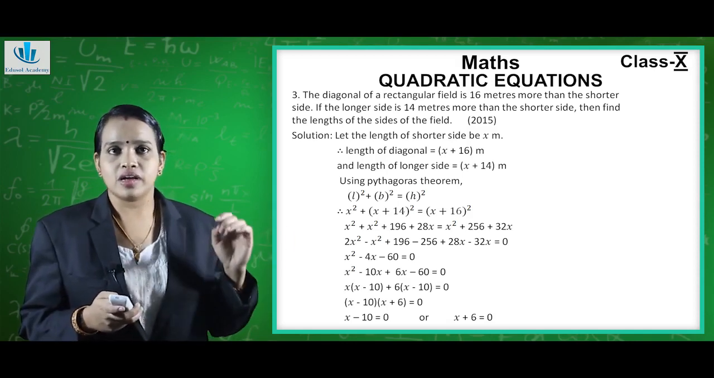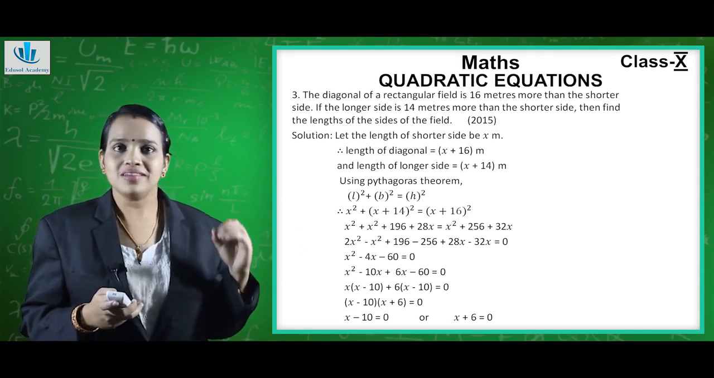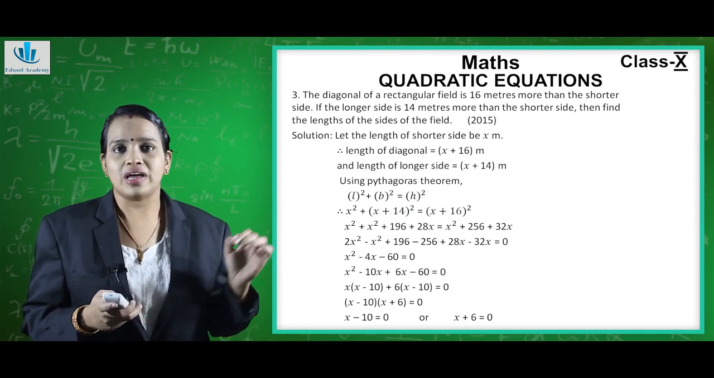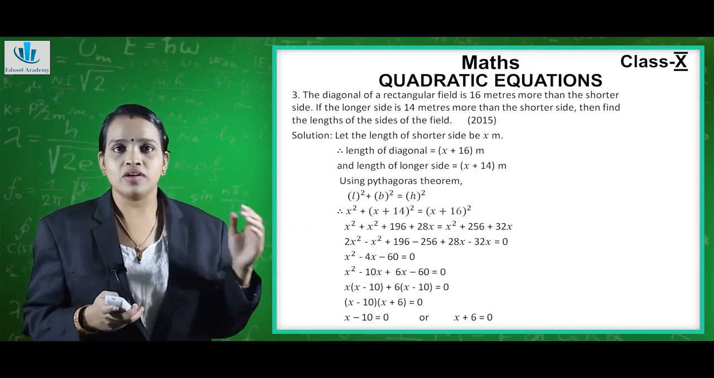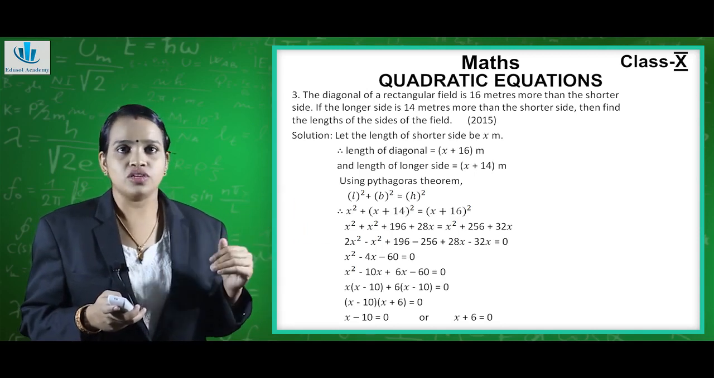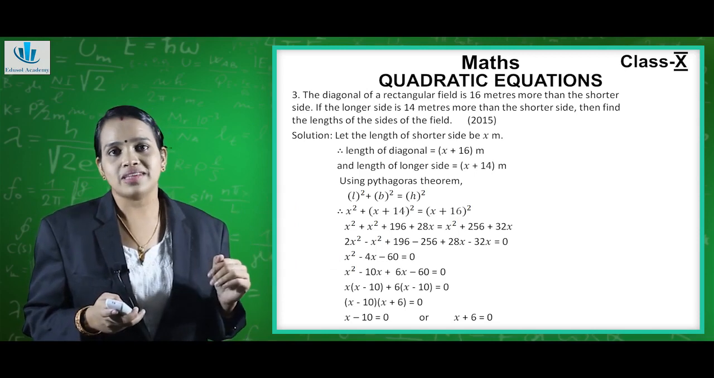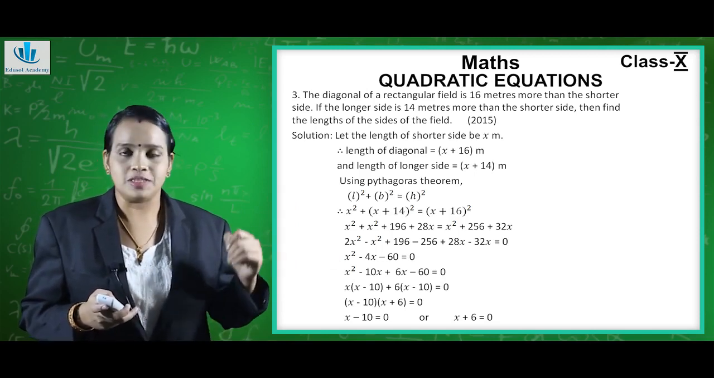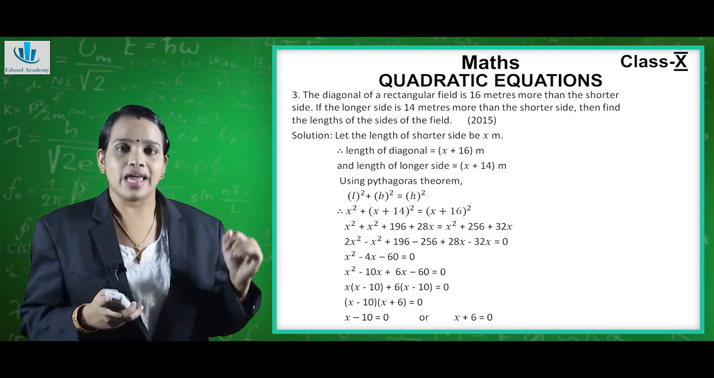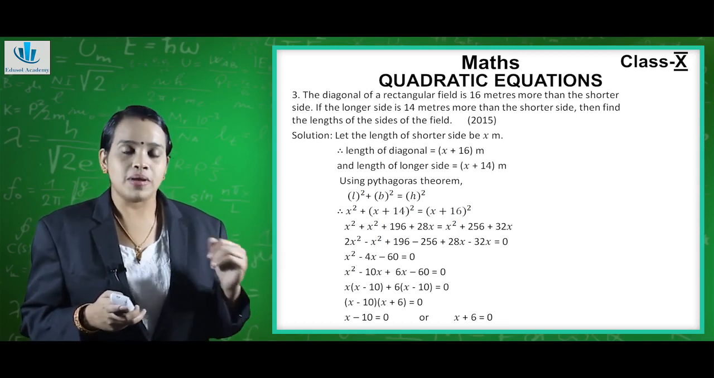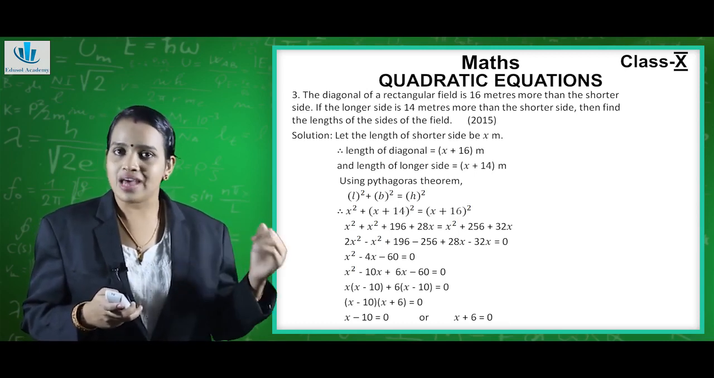Now it is said that the diagonal is 16 meters more than the shorter side. That means x plus 16. So our length of diagonal is equal to x plus 16 meter. Now it is said that the longer side is 14 meters more than the shorter side. So it becomes x plus 14. So our length of longer side is equal to x plus 14 meter. Now here we can apply the Pythagoras theorem. So it becomes L raised to 2, that is length, plus b raised to 2, that is breadth, equal to h raised to 2, that is height.